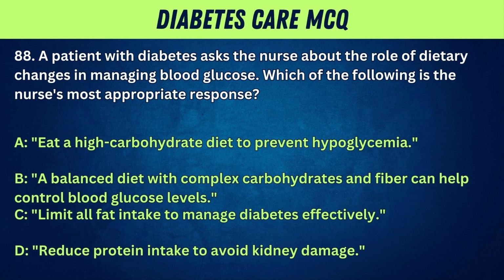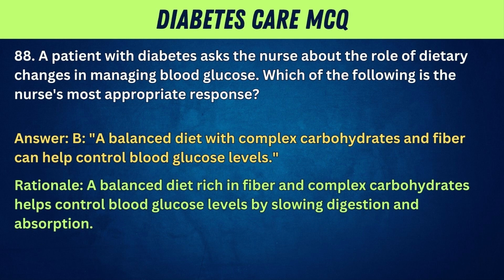88. A patient with diabetes asks the nurse about the role of dietary changes in managing blood glucose. Which of the following is the nurse's most appropriate response? A. Eat a high-carbohydrate diet to prevent hypoglycemia. B. A balanced diet with complex carbohydrates and fiber can help control blood glucose levels. C. Limit all fat intake to manage diabetes effectively. D. Reduce protein intake to avoid kidney damage. Answer. B. A balanced diet with complex carbohydrates and fiber can help control blood glucose levels. Rationale.